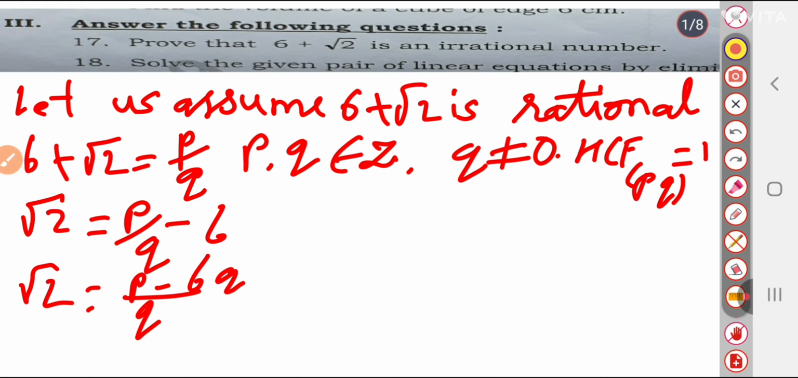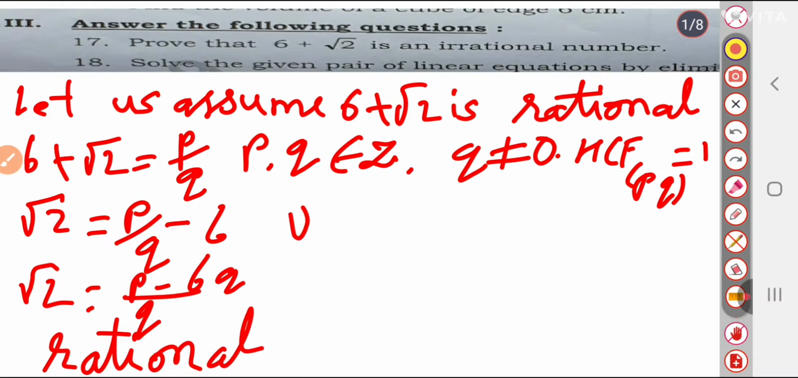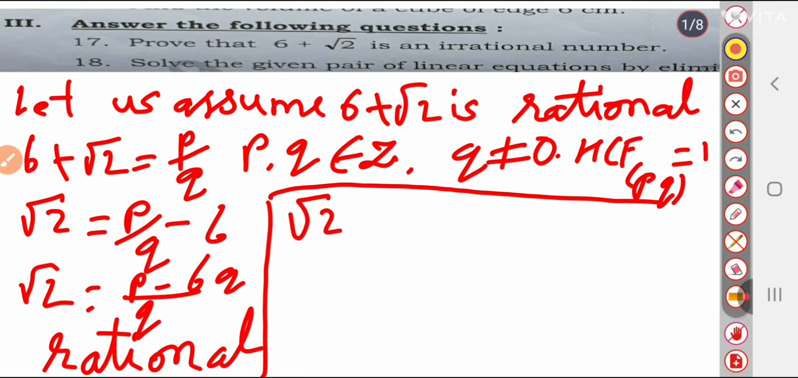See, again we got a rational number. It is in the form of P by Q. It is rational. But root 2 cannot be rational. Root 2 is not a rational number.